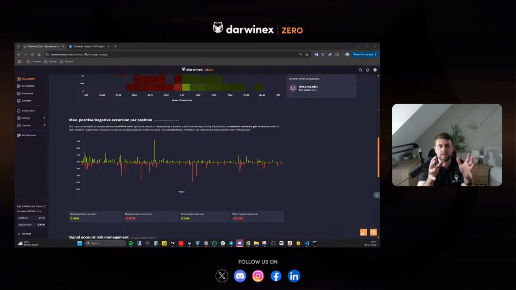Run sim tests with this. Don't be afraid to get stuck into your journal. Run sim tests. Change the parameters slightly. So, okay, we would have capped this at a 10 pip loss instead of a 20 pip loss, which affects 30 trades, which reduces my drawdown by X amount and increases my return by X amount.